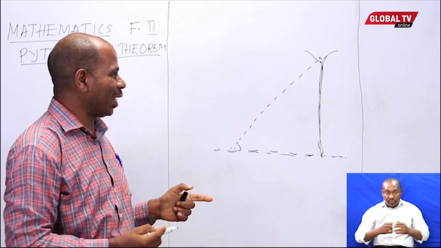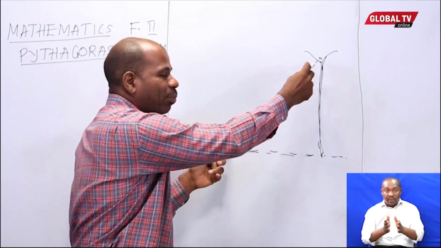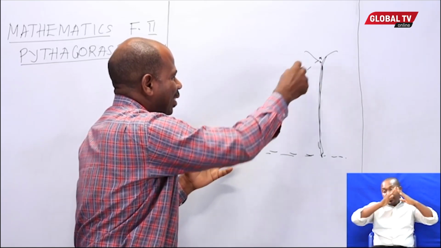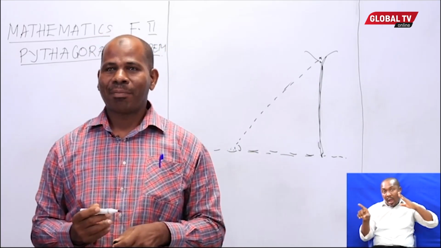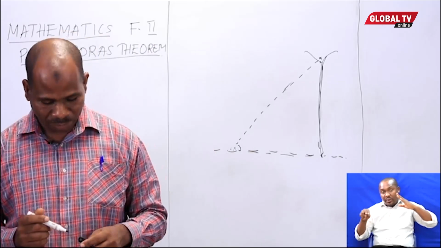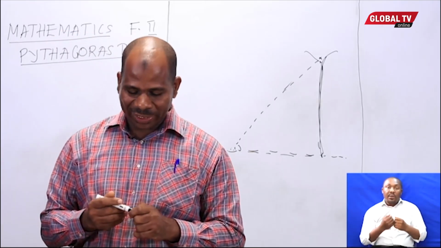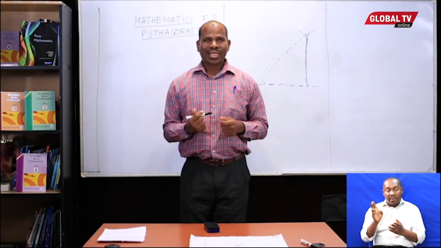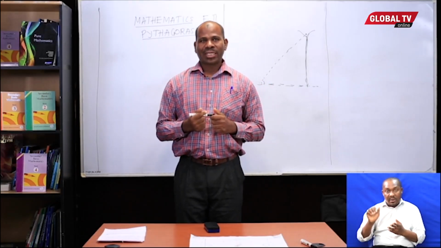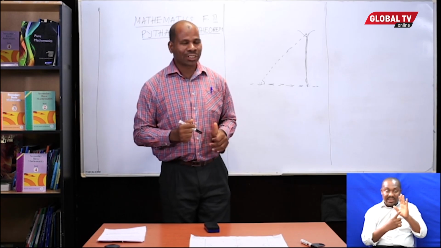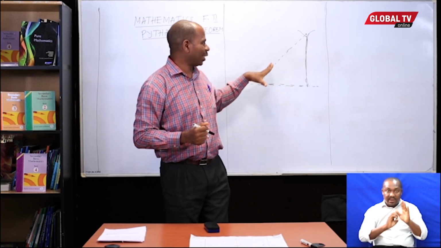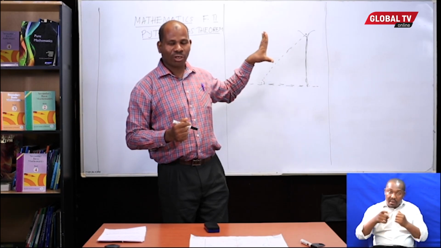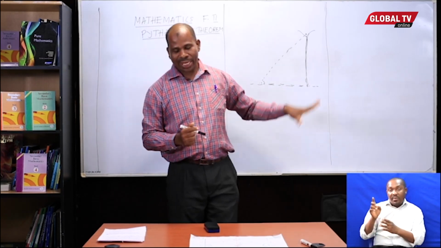So the only way is to find what we call the hypotenuse. The only way to find this length is to apply Pythagoras theorem. It was a challenge during those times, but 60 years ago, a Greek scientist called Pythagoras came up with a solution to find the length of the hypotenuse of a right-angled triangle.